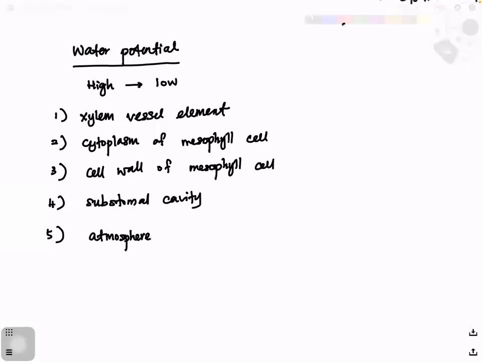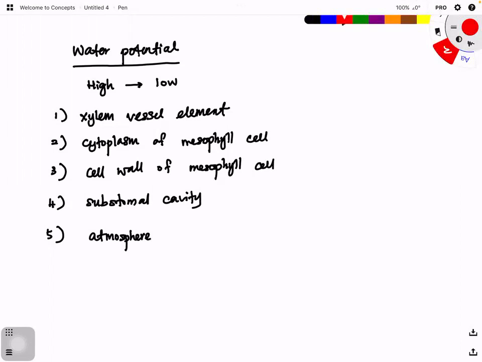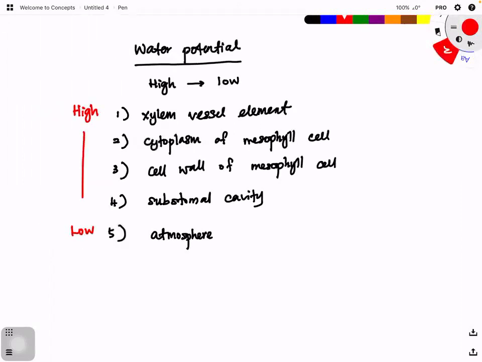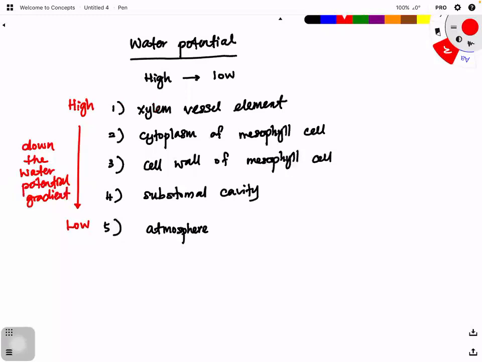Okay, so we do know that just now. In this case, you can see the decrease in terms of the water potential. This one is the highest, this one is the lowest. So therefore, the movement, if we go from high to low, is down the water potential gradient. So just now, you can see that from the substomatal cavity to the atmosphere is by the diffusion of water vapor. Can you see that? From the cell wall to the substomatal cavity is because of the evaporation.